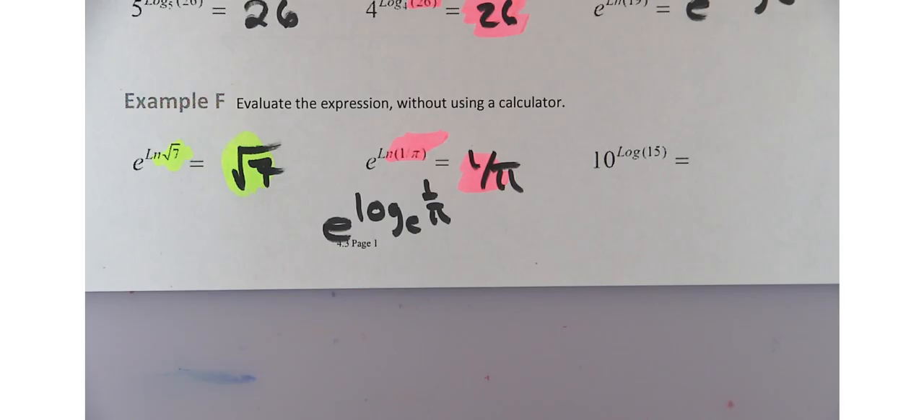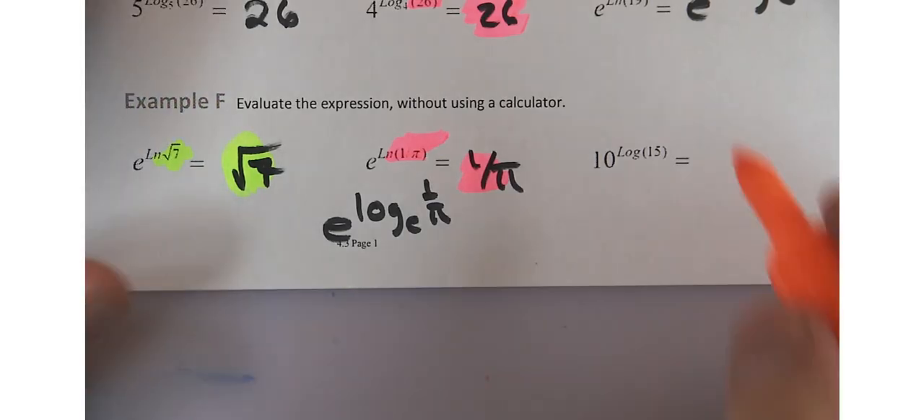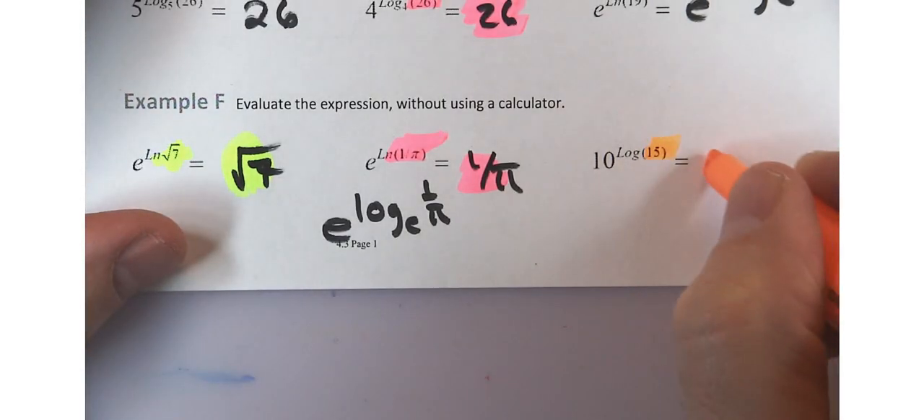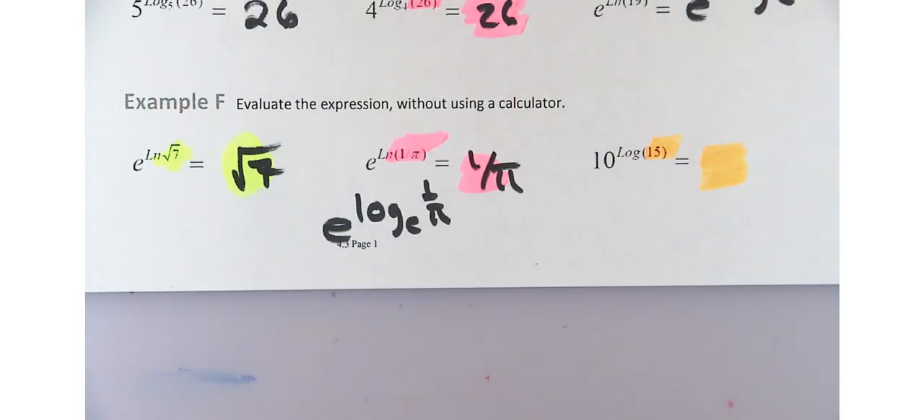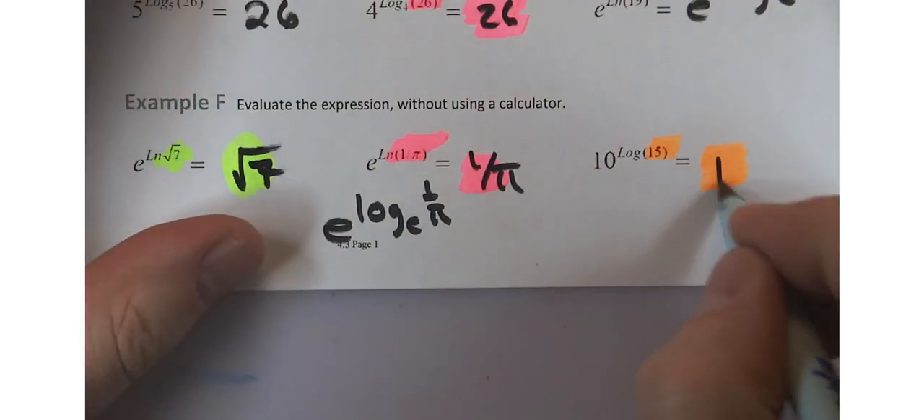Yeah, 15. So that number and that number are going to cancel each other out. So we got a nice 15 here.